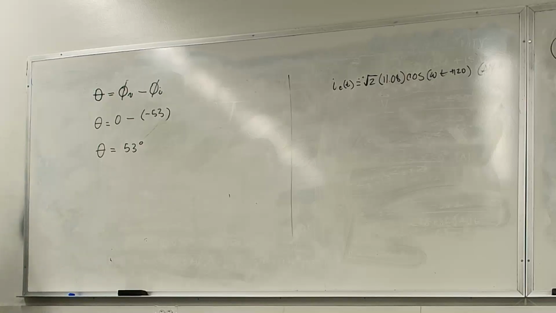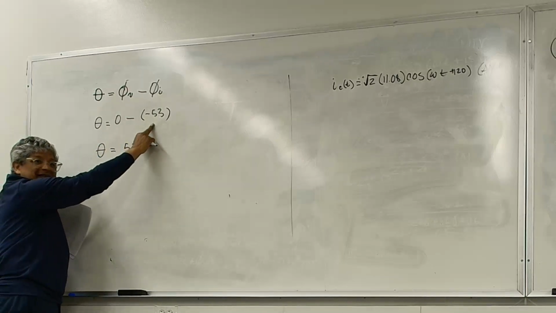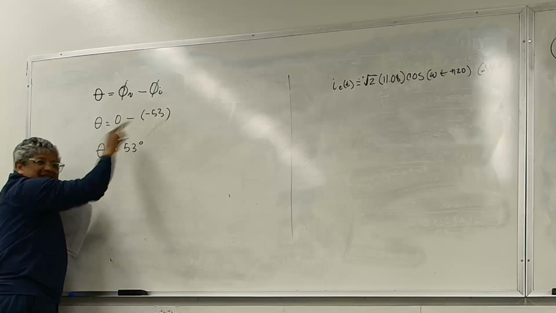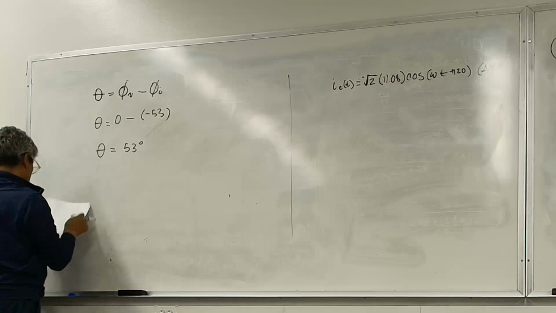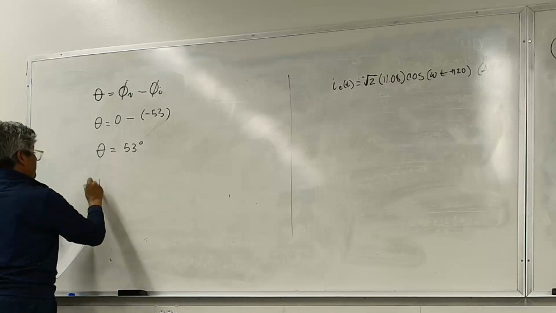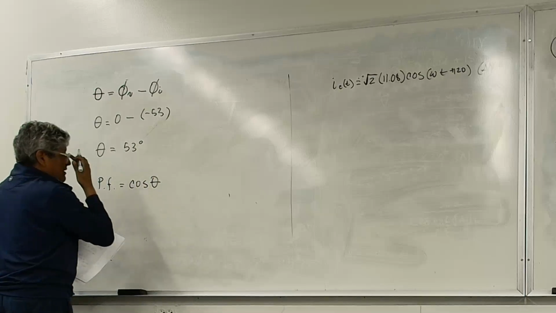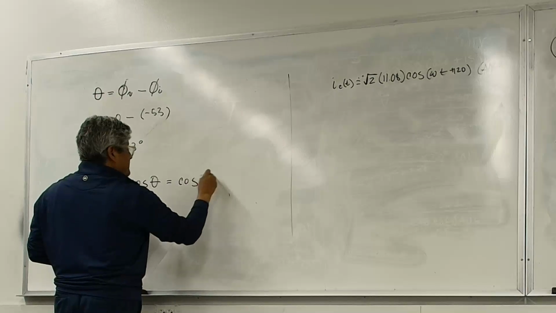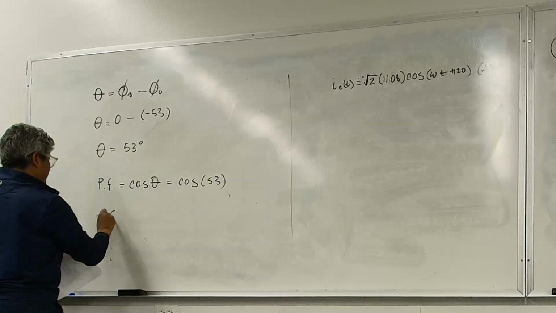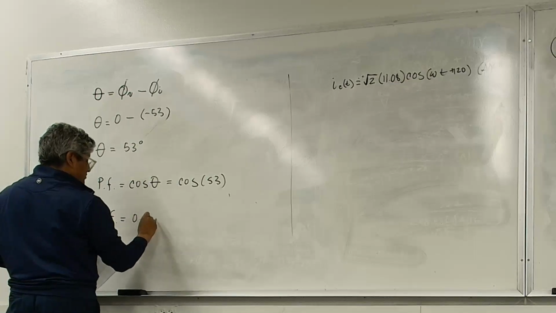Yes. As I said, if I've shifted this by 10 degrees, then this will be 10 degrees, this will be minus 63 degrees, right? But when I do this, I'm always going to come up with the angle between the voltage and the current. So the power factor is equal to cosine theta, the phase angle, which is cosine of 53. So the power factor is equal to 0.6.